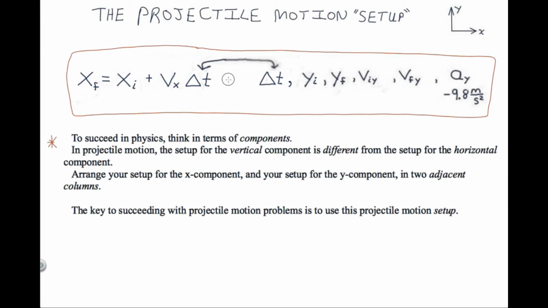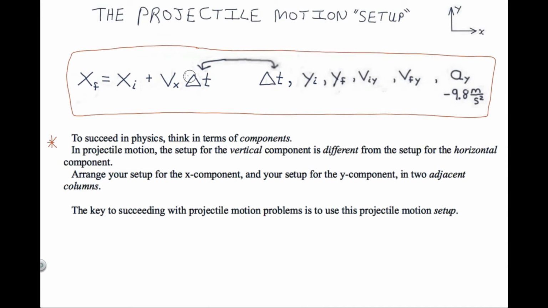The one variable that appears in the kinematics setup for both the x and the y component is delta t. So, delta t forms the connecting link between our kinematics setup for the x component and our kinematics setup for the y component. We expect to use one of the components to determine delta t, then substitute our result for delta t into the kinematics setup for the other component.